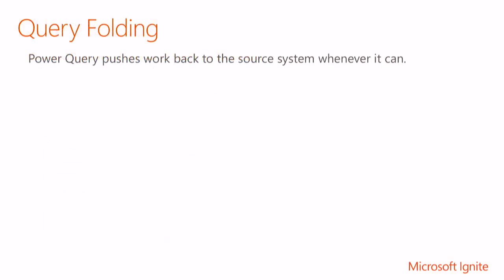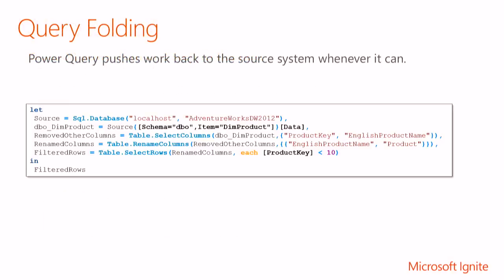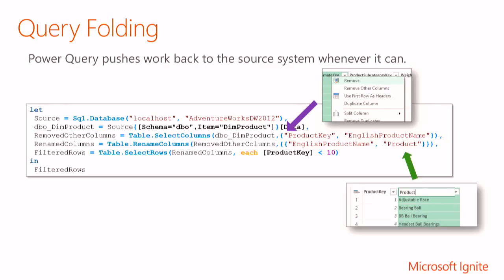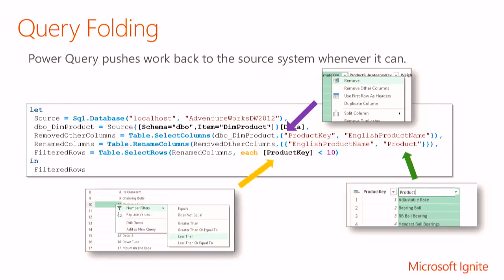Query folding is that other important concept I want to call out. So Power Query will push as much work as possible to the backend source. So in this query here, I am connecting to a SQL database. In the UI, I've selected dim product. I would do a select specific columns. So I'm just selecting product key and English product name. I rename one of the columns, and I apply a filter. I say product key is less than 10. So those are the 3 actions I do in the UI. This is the M program that would be generated by the Power Query UI.